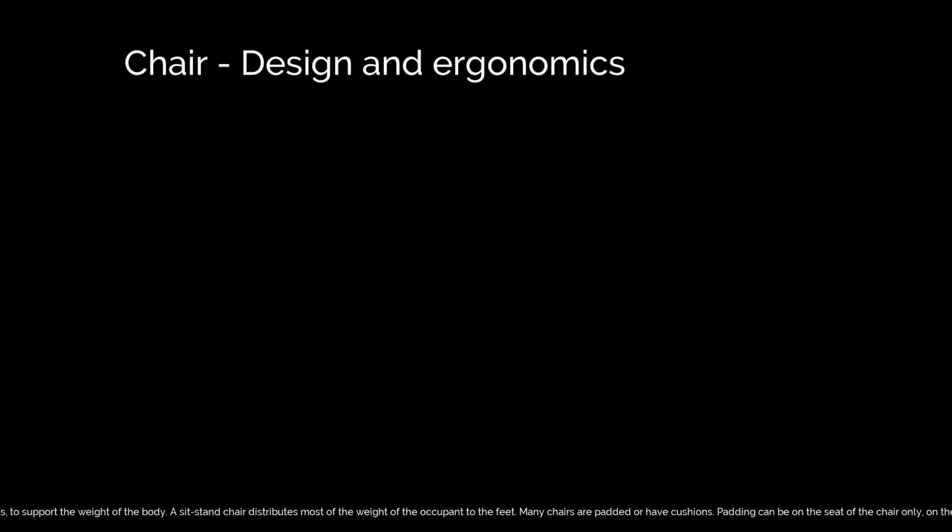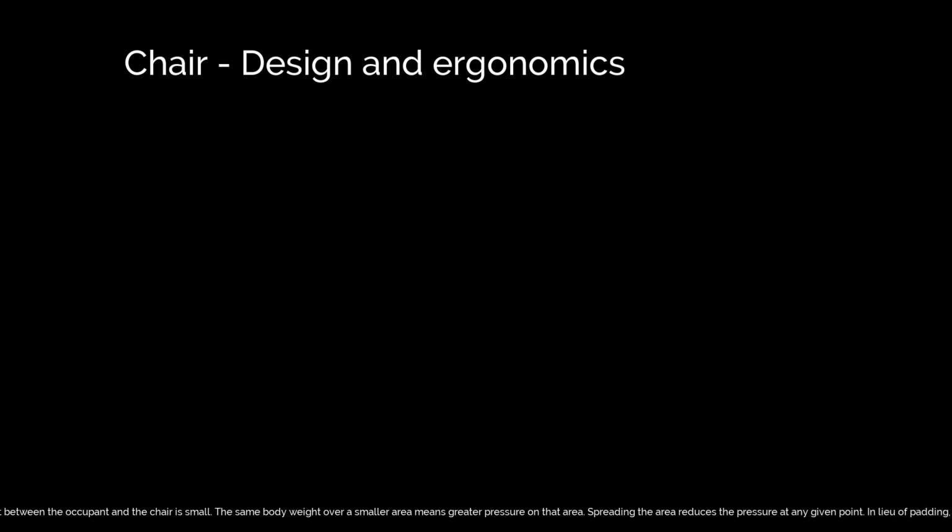Many chairs are padded or have cushions. Padding can be on the seat of the chair only, on the seat and back, or also on any armrests or footrest the chair may have. Padding will not shift the weight to different parts of the body, unless the chair is so soft that the shape is altered. However, padding does distribute the weight by increasing the area of contact between the chair and the body. A hardwood chair feels hard because the contact point between the occupant and the chair is small. The same body weight over a smaller area means greater pressure on that area. Spreading the area reduces the pressure at any given point.